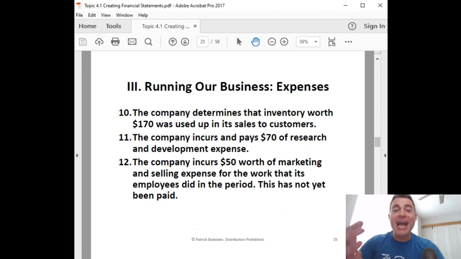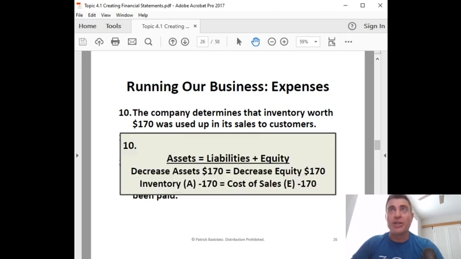Okay, let's jump into my next set. This is still in part 3, running our business. I've just intentionally separated revenues and expenses. So could you do these together? Yes, of course you could. I just think for learning purposes that it might be easier to split them out. That's the only reason I'm doing these. All right, so we have 10, 11, 12. Let's go through each of these.